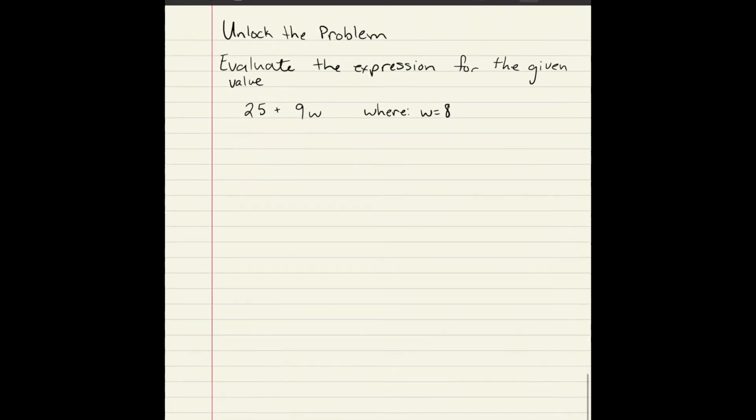All right, let's move on to unlock the problem. So unlock the problem says, evaluate the expression for the given value. The question is 25 plus 9w, where w equals 8. So we are given our variable quantity. So we have our terms. So our terms are 25 and 9w. But now we want to solve. We want to figure out, if we plug in a number into our unknown, which is w, what will we get?